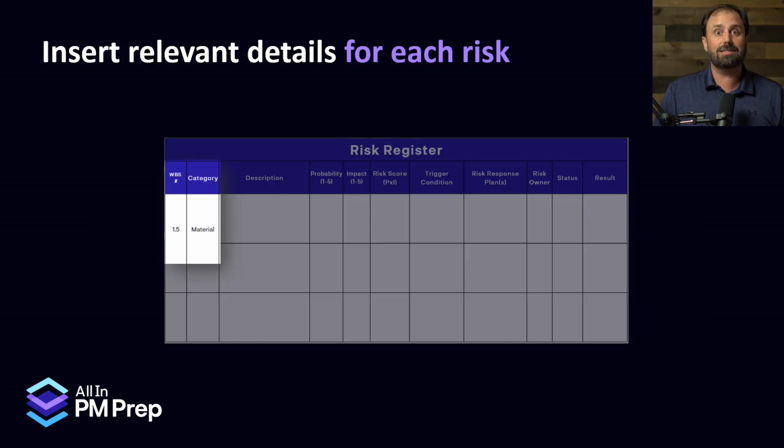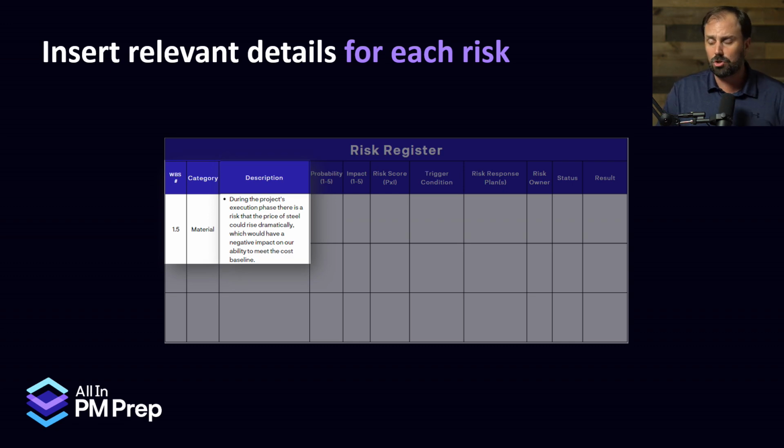Now, let's play out an example. Say we're filling out the WBS and we see that at step 1.5 there are some problems related to material. A risk has emerged. During the project's execution phase, there's a risk that the price of steel could rise dramatically, which would have a negative impact on our ability to meet the cost baseline.